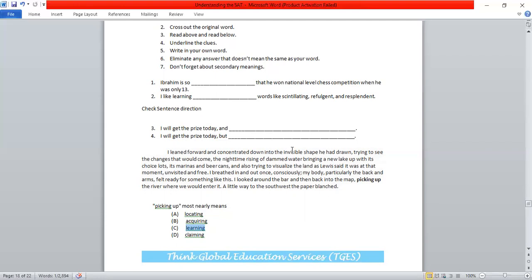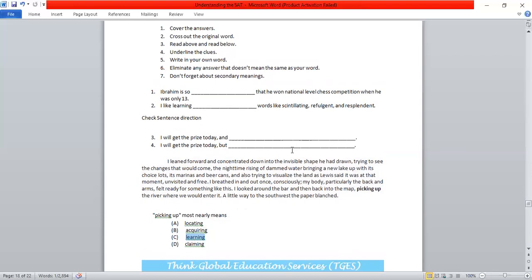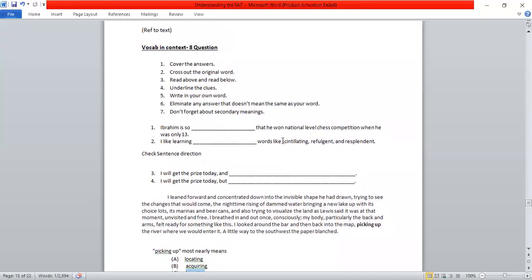Yes, not too difficult. Vocabulary in context questions are not difficult at all. That's all you have to do in this question. This is where you save time. Remember, guys, practice a lot of vocabulary in context questions.